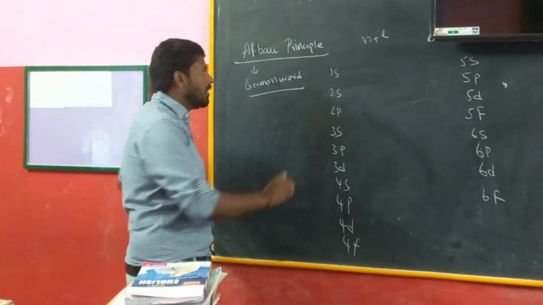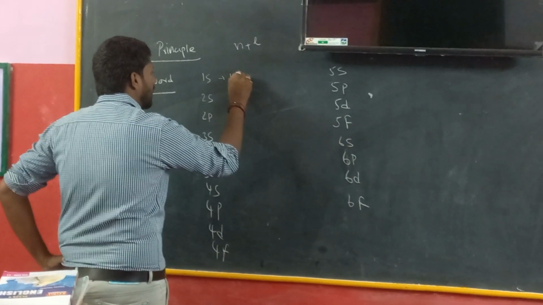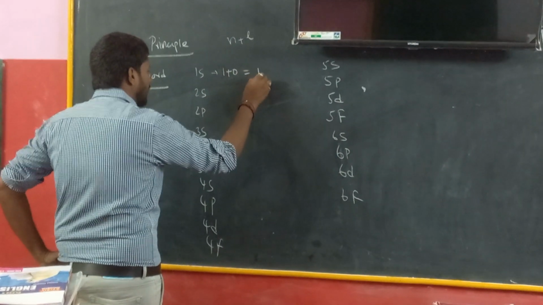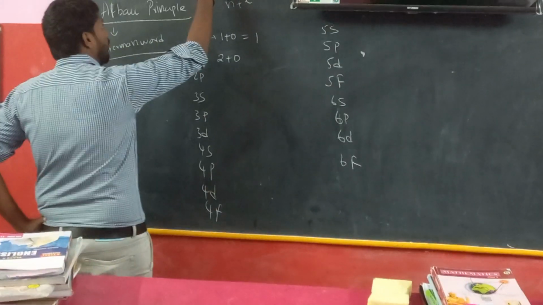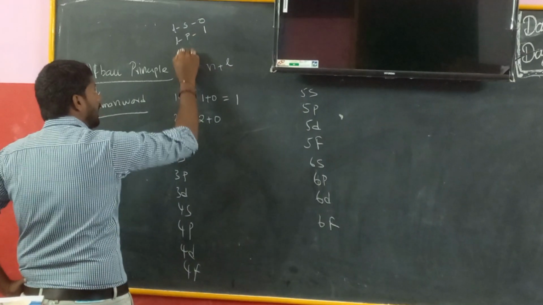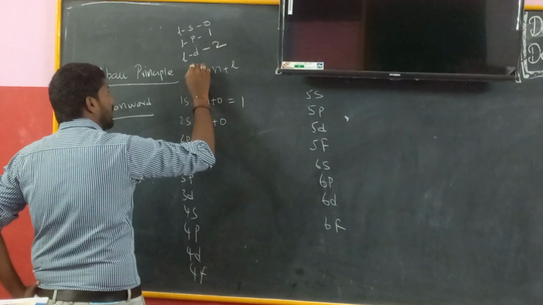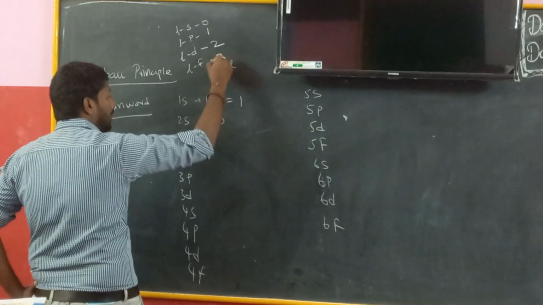Coming to 1s, the n value is 1 and the l value is 0. So it is 1. For 2s, it is 2 plus 0. See, the l value for an s orbital is 0, the l value for a p orbital is 1, the l value for a d orbital is 2, and the l value for an f orbital is 3.